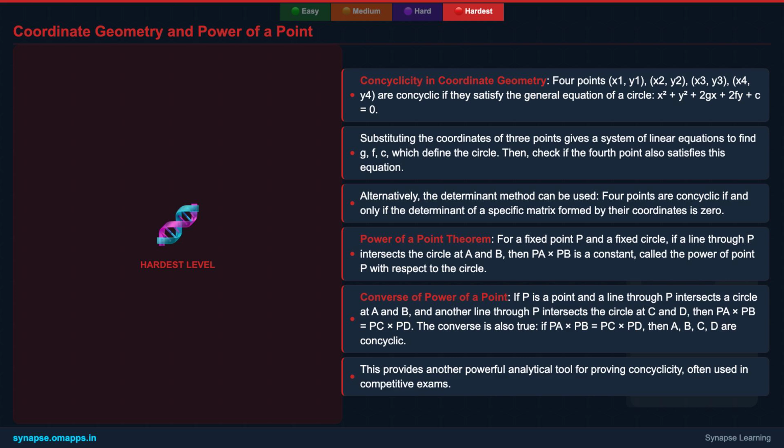The power of a point theorem states that for any point P and a circle, if a line through P intersects the circle at A and B, then the product PA times PB is constant. The converse of this is also incredibly useful. If you have 4 points A, B, C, D, and lines AB and CD intersect at P such that PA times PB equals PC times PD, then A, B, C, D are concyclic.